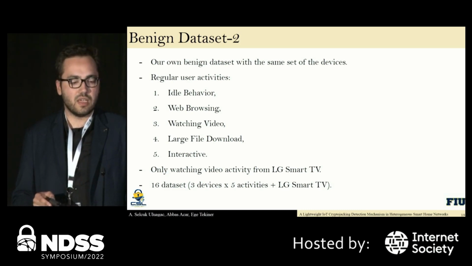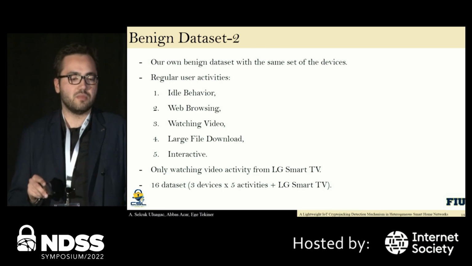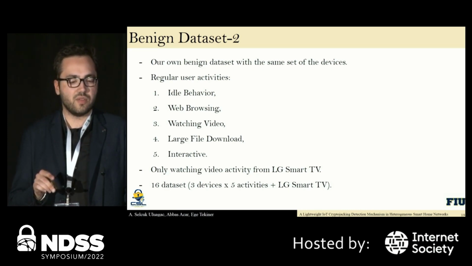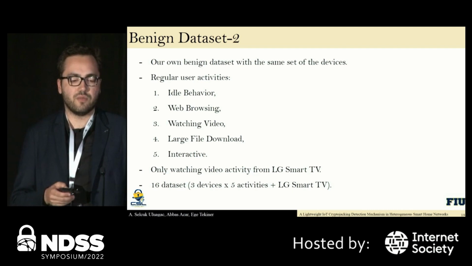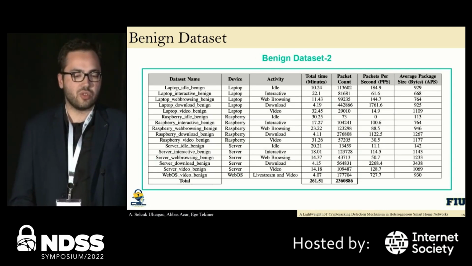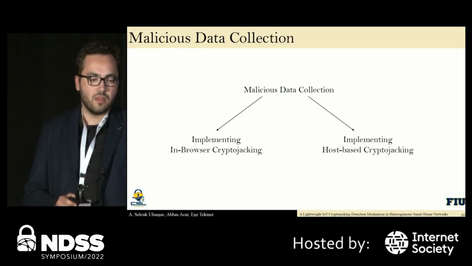In total, we had 16 different datasets inside our second benign dataset that we collected from 3 devices. Each of the 3 devices represents 5 activities, and we also collected data from the LG Smart TV. And here are the actual metrics of our second benign dataset. And of course, the malicious data collection, which is the challenging part.